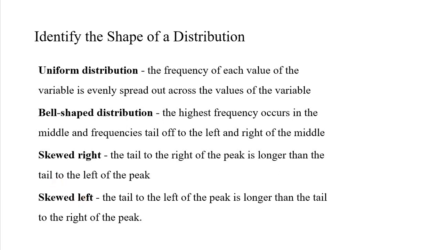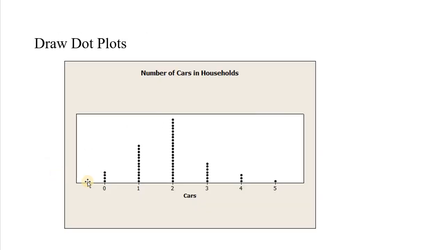Skewed to the left, the tail to the left of the peak is longer than the tail to the right of the peak. Let me go back to the dot plot and show you what I mean. If you try to create a trend at the top of the dot plot, you will notice a trend here, which is approximately bell-shaped. There is a peak in the middle, and there are approximately equal tails on both sides of the peak, which is right in the middle of my data. So this data is going to be approximately bell-shaped.